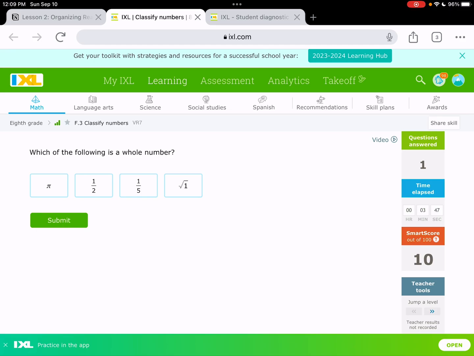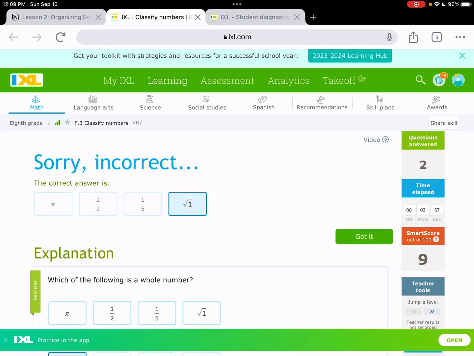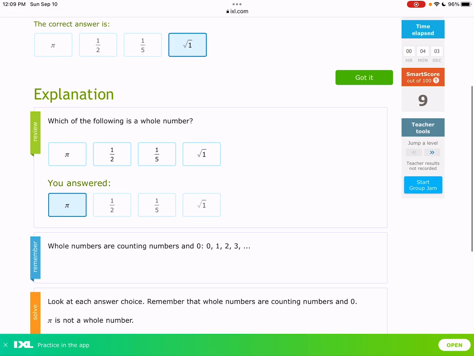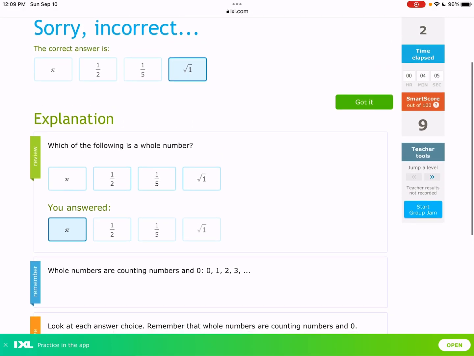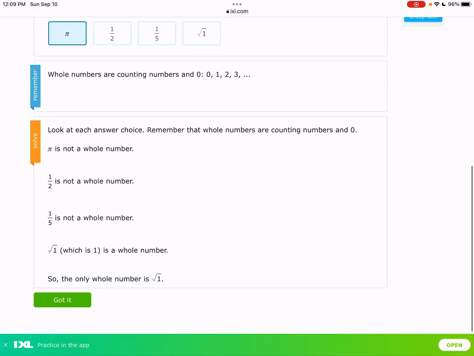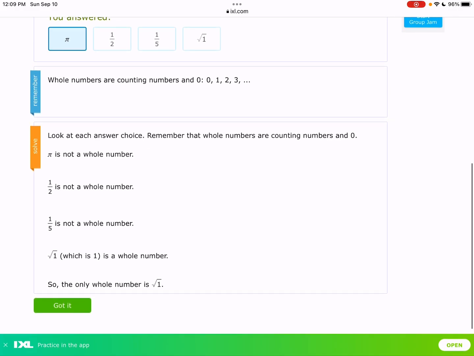So I'm looking at the question here. It says, which of the following is a whole number? And I'm going to intentionally get this question wrong, and it's because I want to show you what I like here about IXL so much. So you can see we've got the incorrect answer. It gives the correct answer in here, but it also has a nice little explanation down here. So this is what I really like.